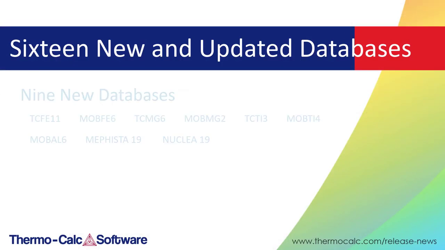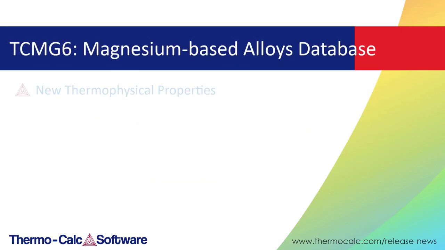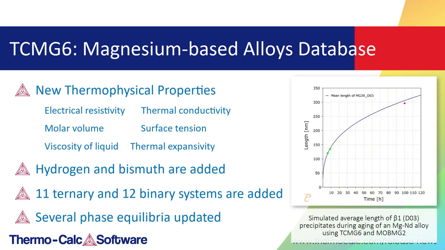Thermo-Calc 2021A includes 9 new and 7 updated databases, as shown on the screen. The Thermodynamic and Properties database for magnesium-based alloys, TCMG6, adds several thermophysical properties, including electrical resistivity and thermal conductivity. The elements hydrogen and bismuth are added, and 11 new ternary and 12 new binary systems are assessed.